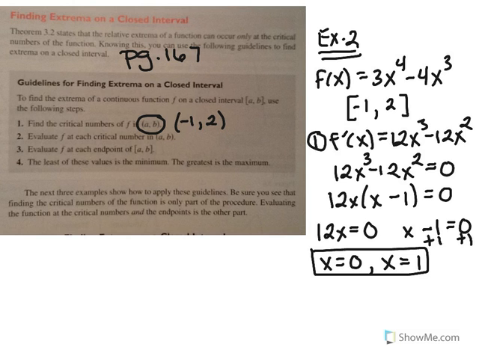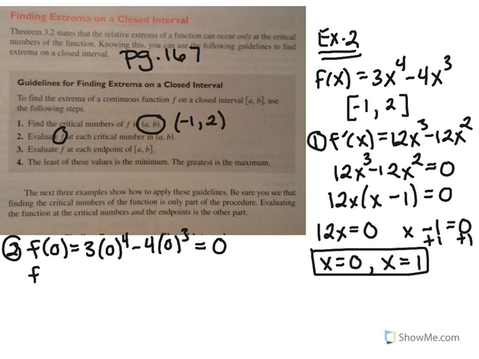So number 2 then says, I'm going to work at number 2 over here, evaluate f at each critical number in A, B. Now note that this does not say f prime. I'm working with my original function. So I'm going to do f of 0, which would be 3 times 0 to the 4th power minus 4 times 0 cubed, which of course equals 0. And the next one I want to look at is f of 1. So 3 times 1 to the 4th power minus 4 times 1 cubed. So this all comes out to be -1.